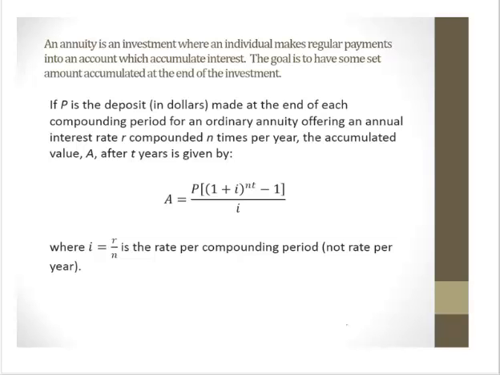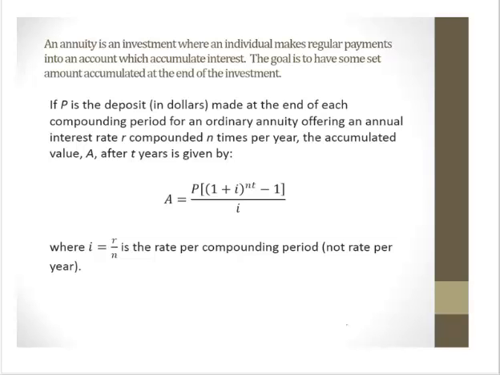All right, so if P is the deposit in dollars made at the end of each compounding period for an ordinary annuity offering an annual interest rate R, compounded n times per year, the accumulated value A after t years is given by A equals P times (1 plus I)^(nt) minus 1, all over I, where I equals R over n is the rate per compounded period, not rate per year.